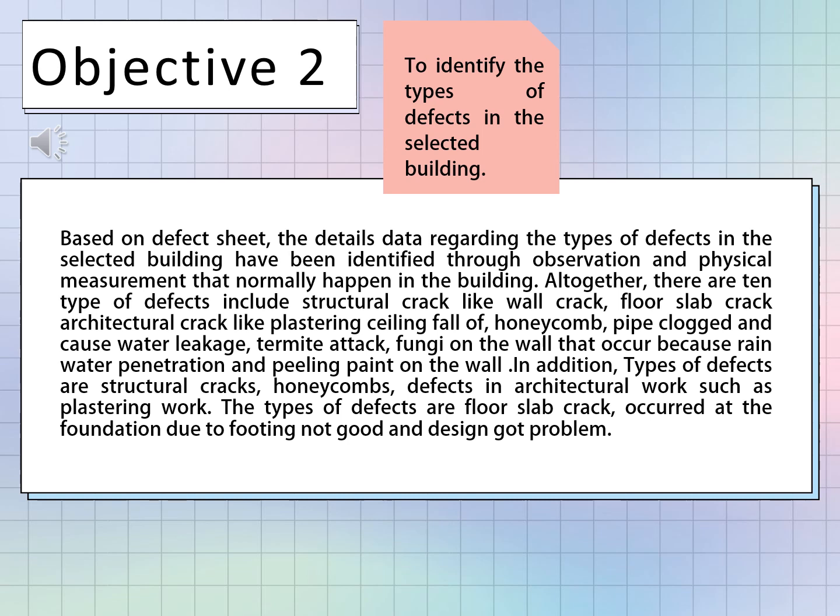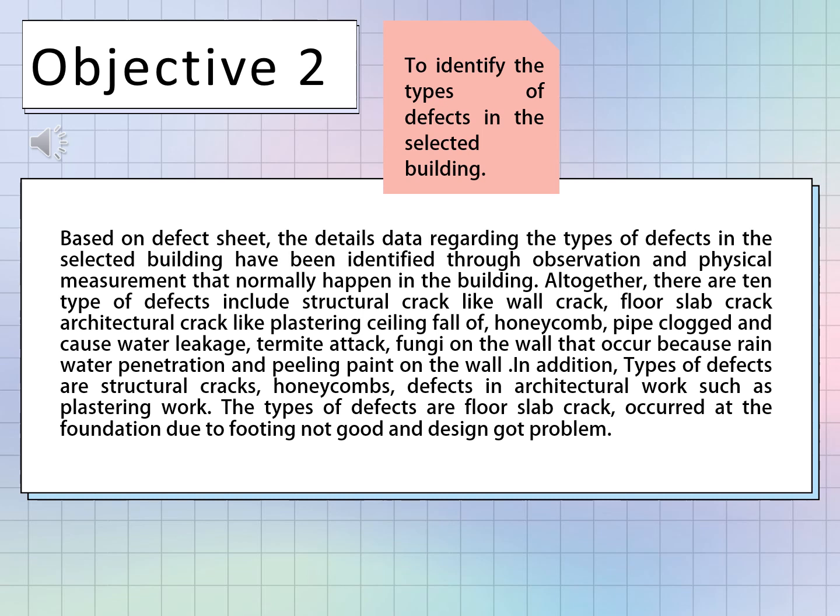The detailed data regarding the type of defect in the selected building have been identified through observation and physical measurement that normally happen in the building. Altogether, there are 10 types of defect, including structural cracks like wall crack and floor slab crack, architectural cracks like plastering and ceiling fall off, honeycomb, pipe clog and leakage, water leakage, termite attack, fungi on the wall that occur because of rain water penetration, and peeling paint on the wall.